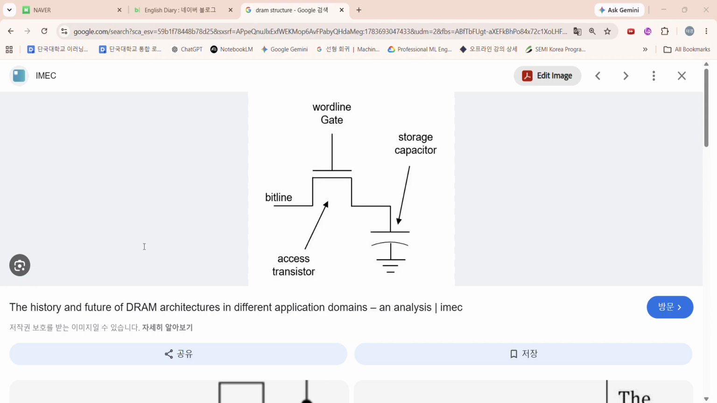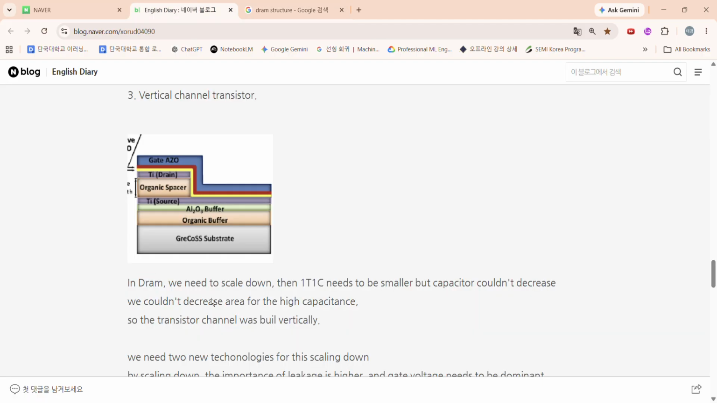So this 1T and 1C is a DRAM structure. Then we need to put a lot of DRAMs in one chip. A chip is a die, so in one chip or one die. Then we need to scale down the transistor or capacitor. But we couldn't decrease the area for the high capacitance.